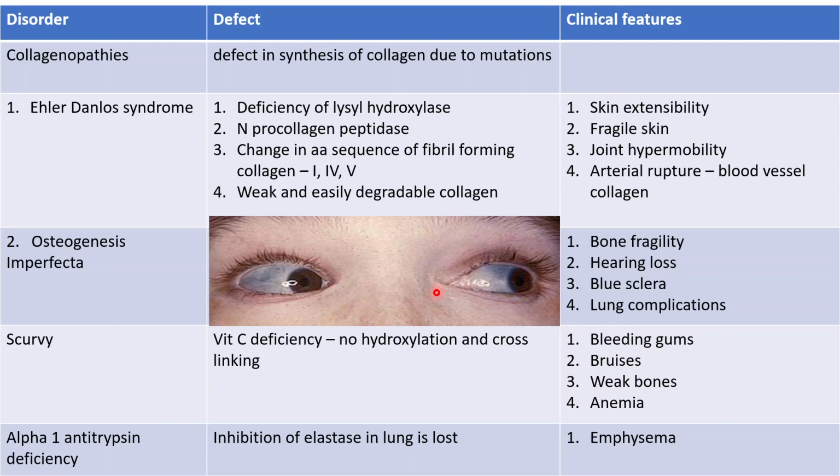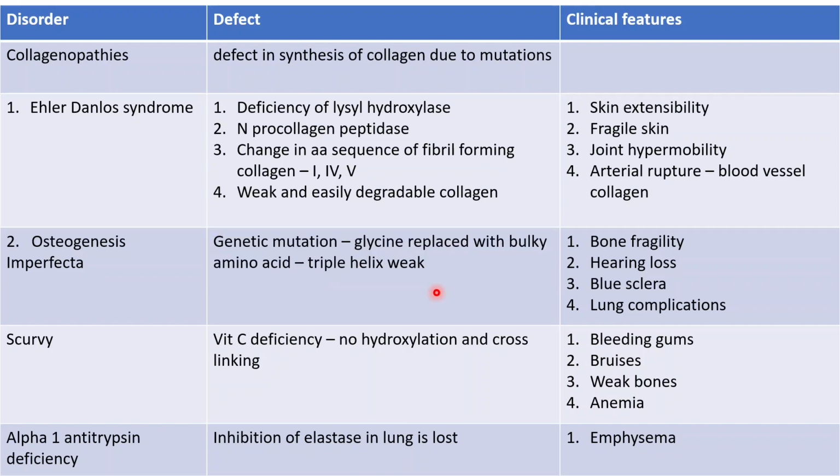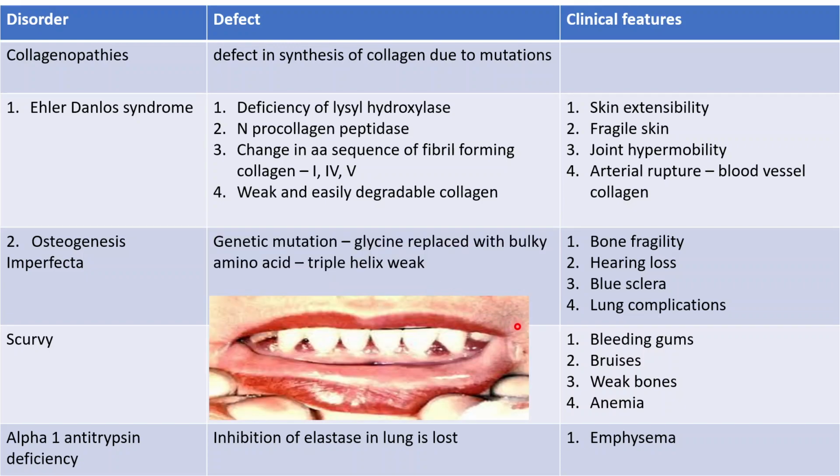The patient also has various lung complications. Next we have scurvy, that we all know. It is because of vitamin C deficiency. In vitamin C deficiency, hydroxylation is affected. There is no hydroxylation, and cross-linking of collagen fibers is also defective. As a result, the collagen which is formed is very weak and easily broken. This can lead to bleeding gums, bruises, weak bones and anemia. We will discuss these again when we discuss individual disorders.